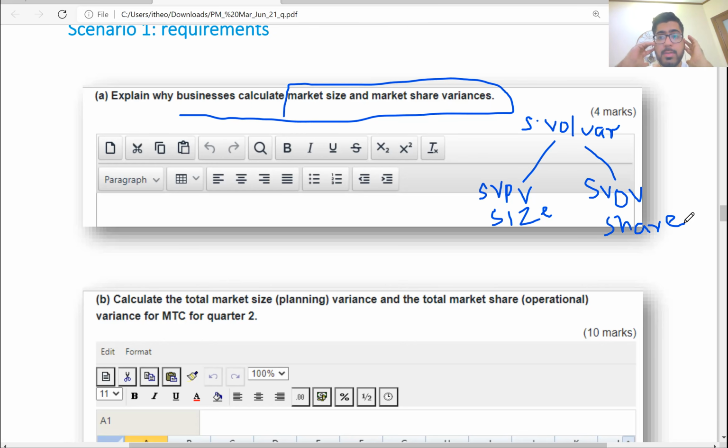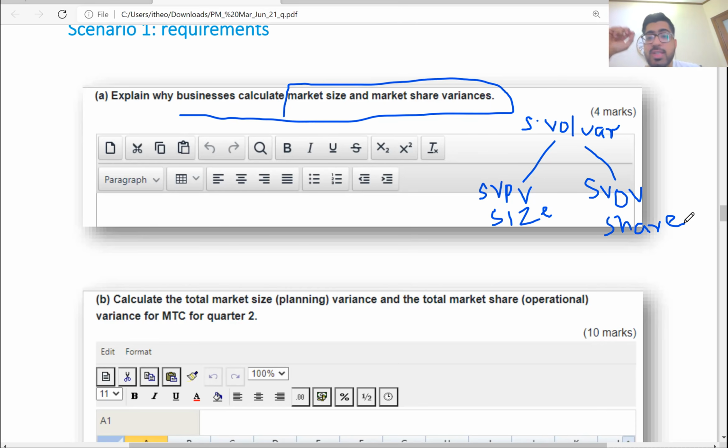As your knowledge might be stating, every variance is split into planning and operational. The material price variance is split into planning and operational. Material usage variance is split into planning and operational. Labor variance is split into planning and operational. Sales price variance is split into planning and operational.